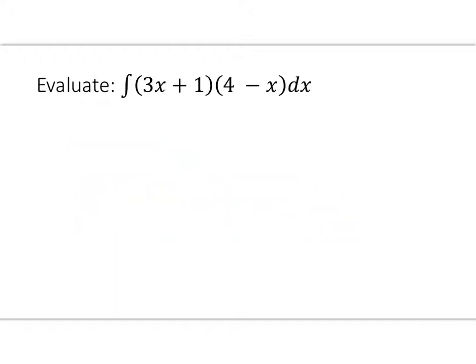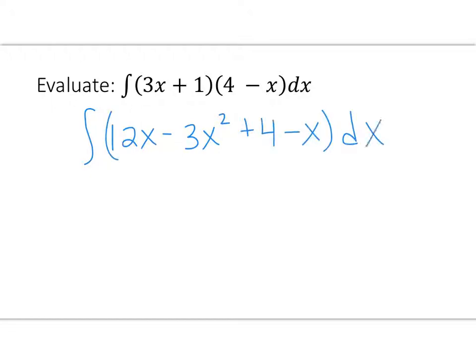Now in this one we have to do a little bit of work first. We have (3x + 1)(4 - x). So first thing I'm going to do is multiply this out. So I get 12x - 3x² + 4 - x. This is what my derivative was. I'm going to clean that up just a little bit more and put it in order. So this is (-3x² + 11x + 4) dx.